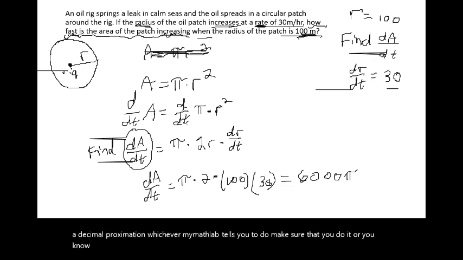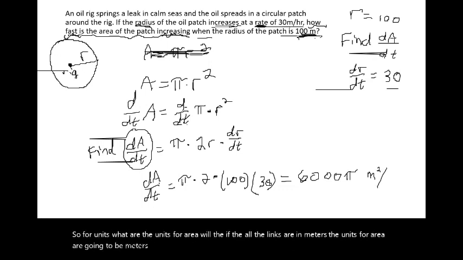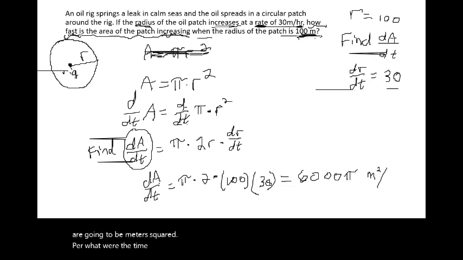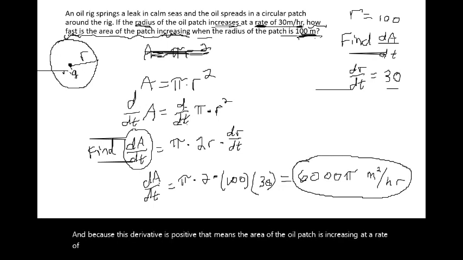So the big thing here is you need units. What are the units for area? Well, if all the lengths are in meters, the units for area are going to be meters squared. Per, what were the time units? It appears everything is in hours. And because this derivative is positive, that means the area of the oil patch is increasing at a rate of 6,000 pi meters squared per hour.